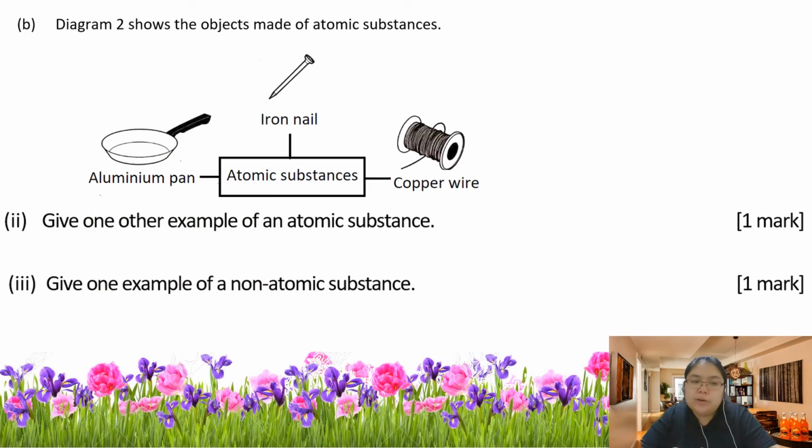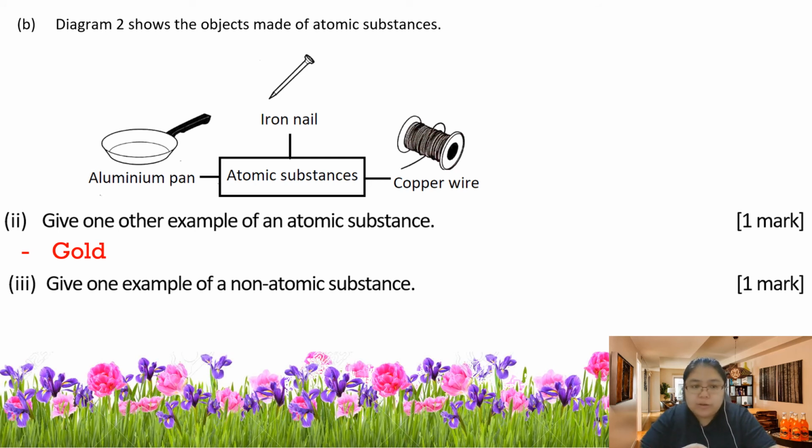Okay, now we go to number 2. Give one other example. From here we have aluminium, copper, and iron. You need to give another example of atomic substance. Cannot copy these. So we have another one. We have gold also as another substance. Okay, gold is also atomic.